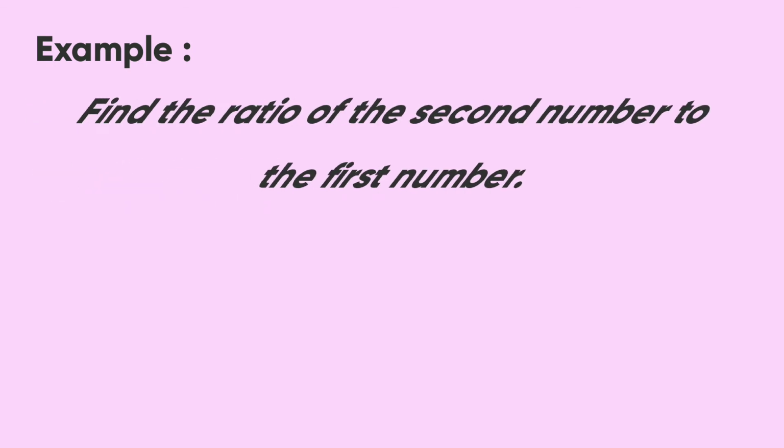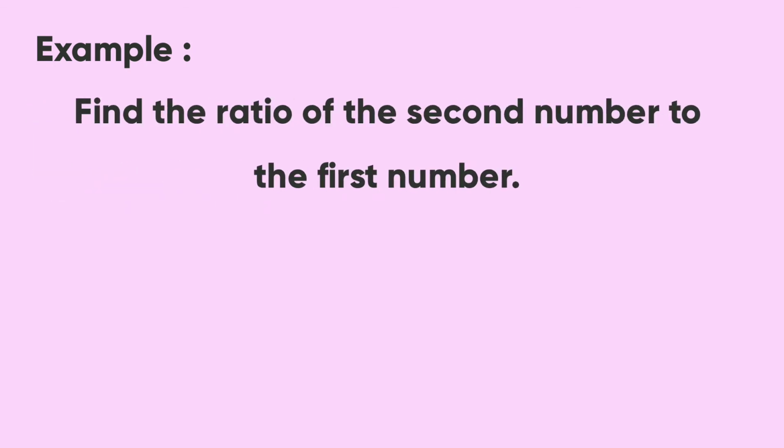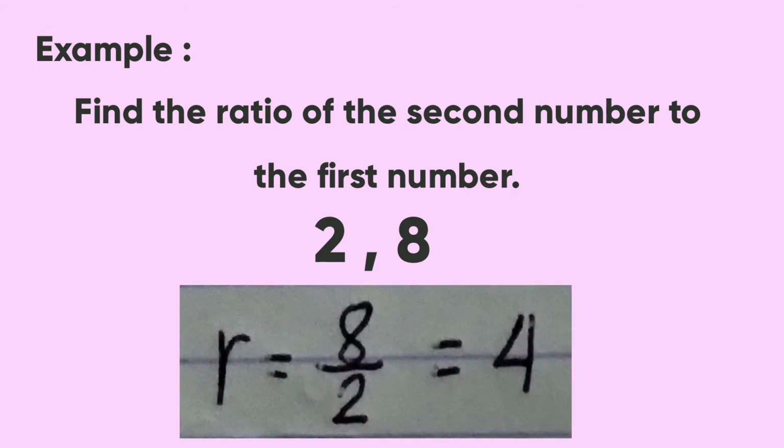Example: find the ratio of the second number to the first number. So I have here 2 and 8. To find the ratio, we will divide the second number to the first number. So r equals 8 divided by 2, and the result is 4. So the ratio is 4.